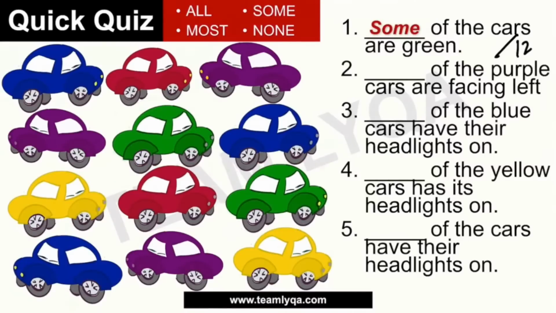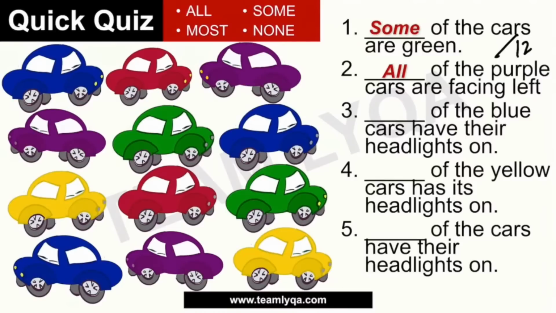So again, ang pinag-uusapan nito are only the purple cars. At dapat nakaharap daw sa left. Titingnan natin sila. We have this. Nakaharap ba siya sa left? Yes. Ito, nakaharap ba siya sa left? Yes. Ito, nakaharap din siya sa left. Wala naman ng ibang purple car. Lahat sila naka-face ng left. So, ibig sabihin, ang tamang sagot dito ay all. All of the purple cars are facing left.